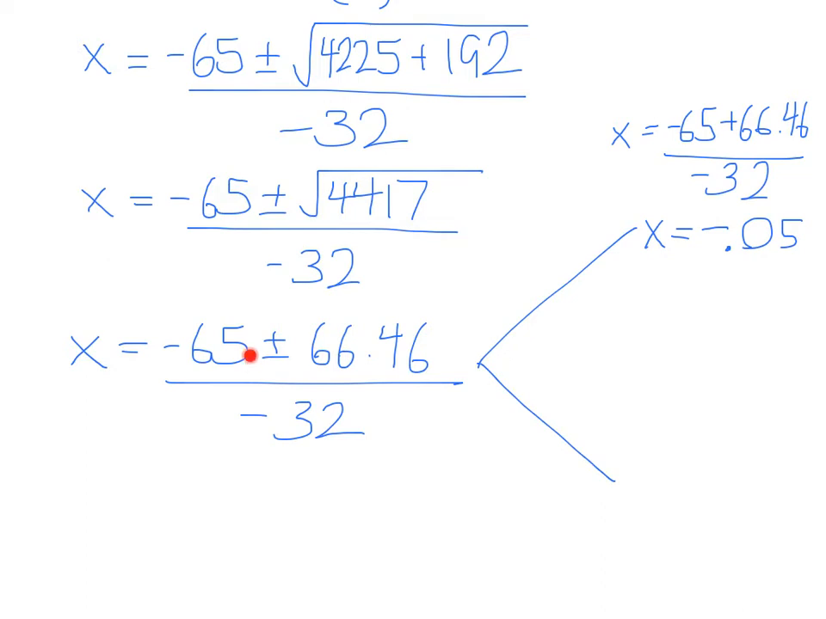What happens when we subtract 66.46? So we have x is equal to a negative 65 minus 66.46, and we're dividing that by negative 32. So we do the numbers first. We take care of the numerator, negative 65 minus 66.46, and we divide by a negative 32. You'll notice that the numerator is going to give us a negative number. The denominator is already a negative number, so we're going to divide two negatives and get a positive.